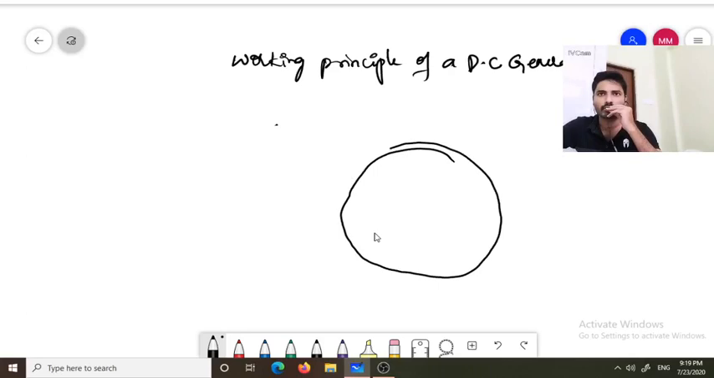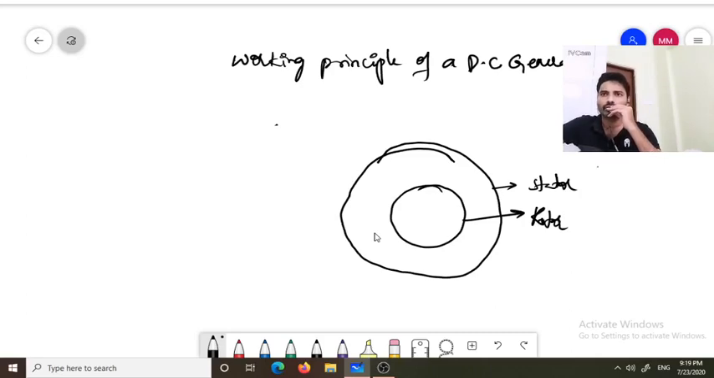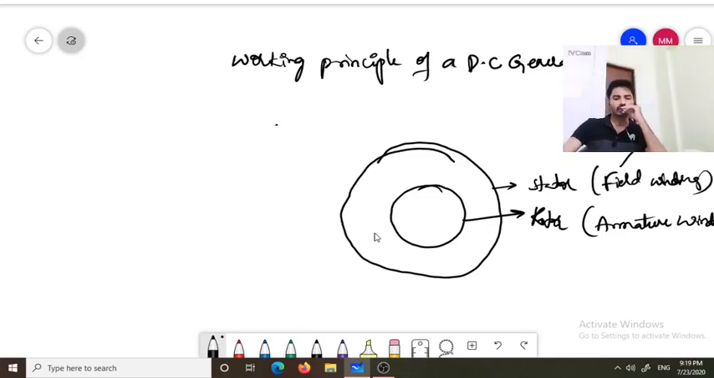Let us consider a stator and rotor. Think this is a stator and this is a rotor. In the stator the field winding is placed, and in the rotor the armature winding is placed. For the field winding we are giving excitation, which is nothing but giving supply to the field winding. Whenever supply is given, flux will be produced.